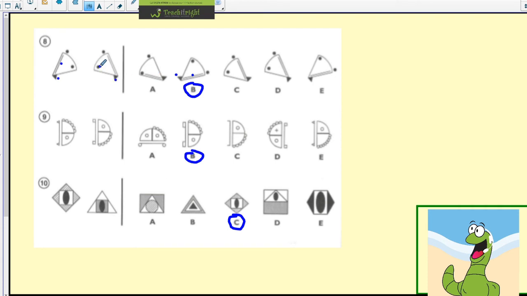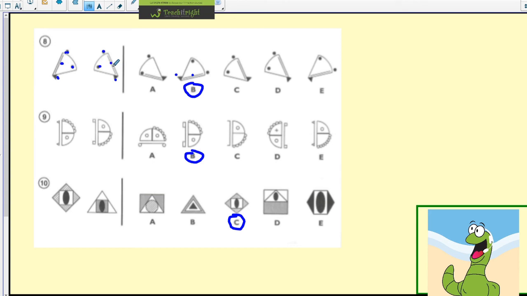So here and here, here and here. And finally, there's always one dot on the outside of the sector, and it's on the same side as the fine line. So these two match as well. Good, question 8.